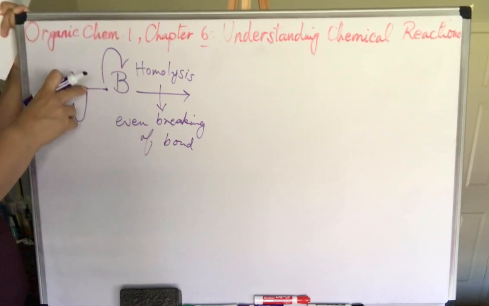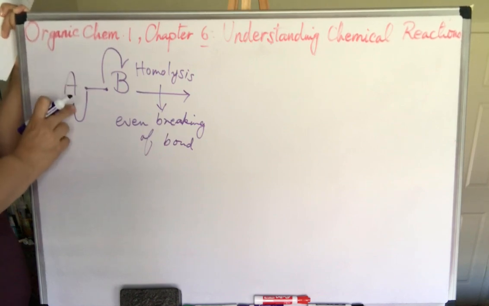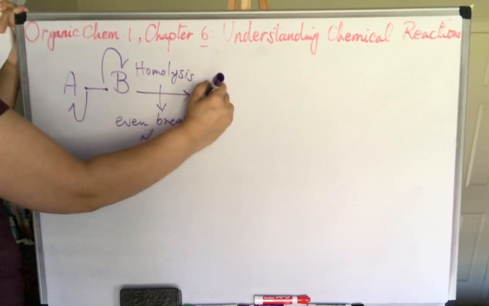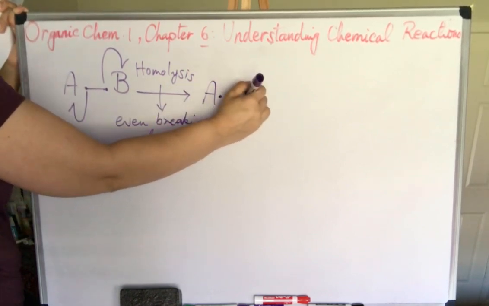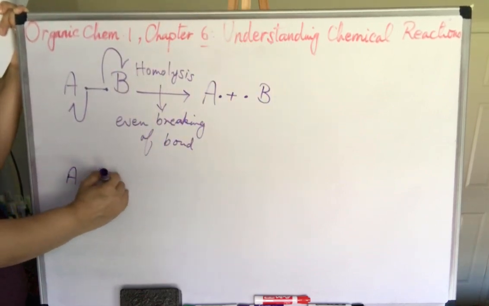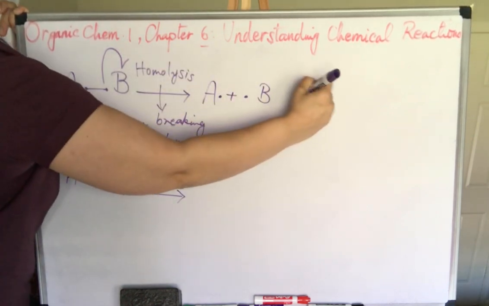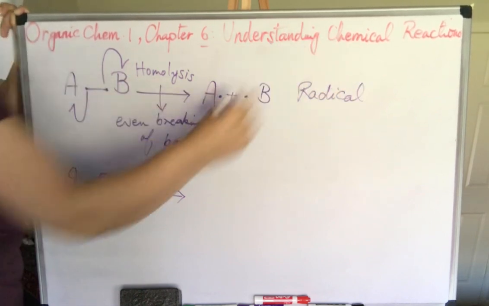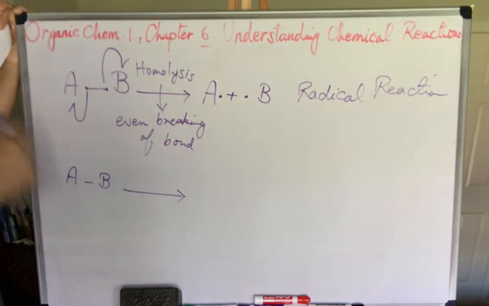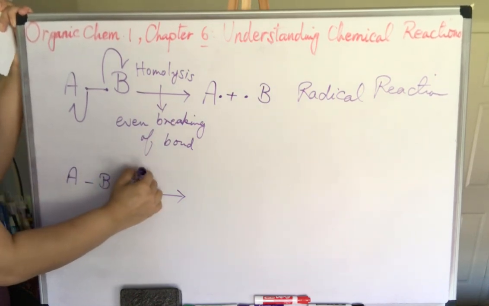Again, because half of the bond is transferring on each atom, we show half of the arrow as a hook. Don't forget, each part has points. So we will have one electron on each. If the bond breaks evenly, this is a radical reaction. If the bond does not break evenly, we call it heterolysis.